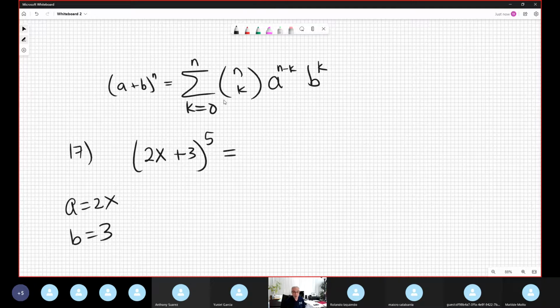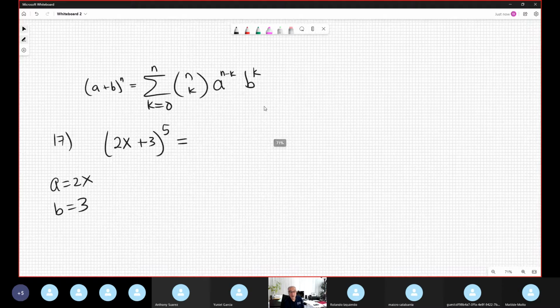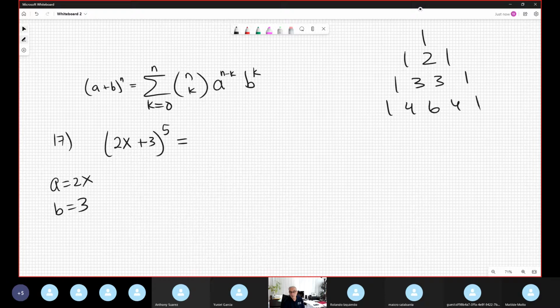And also, to find the coefficients, we can do it using the combinatory number in the calculator or the Pascal triangle. The Pascal triangle is useful when you don't have too many terms. It's fine, it's possible to do it by hand. Okay, these are the coefficients.